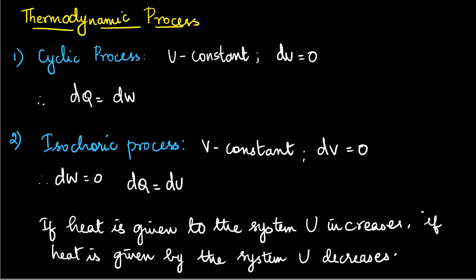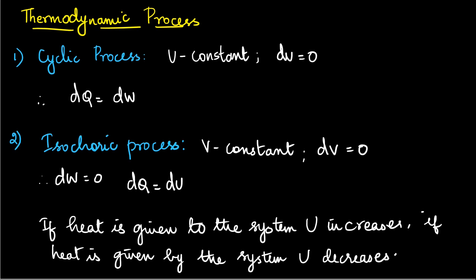Next is the thermodynamic process, the cyclic process. So during a cyclic process, internal energy is constant. Why? Because in my last video, I told that internal energy is path independent. It does not depend on the path. Okay, so for a cyclic process, U will be constant, then dU will be 0. Then from the first law of thermodynamics, we can write dQ is equal to dW.